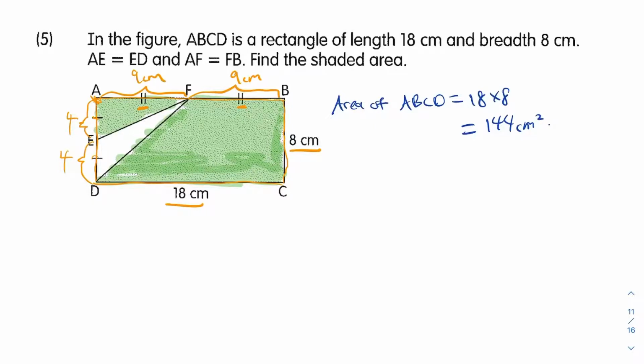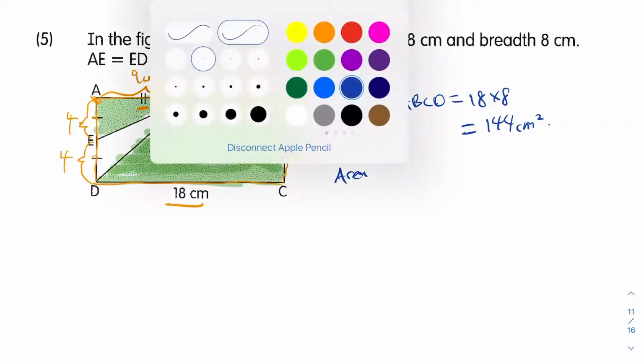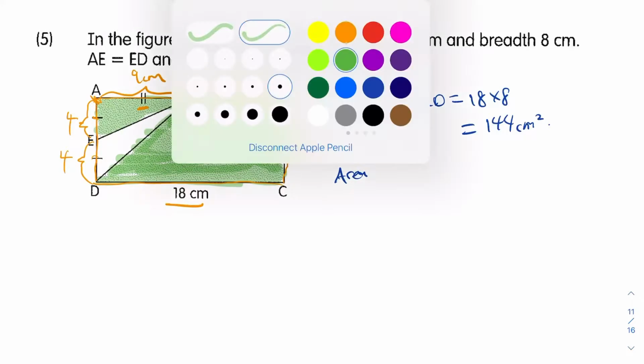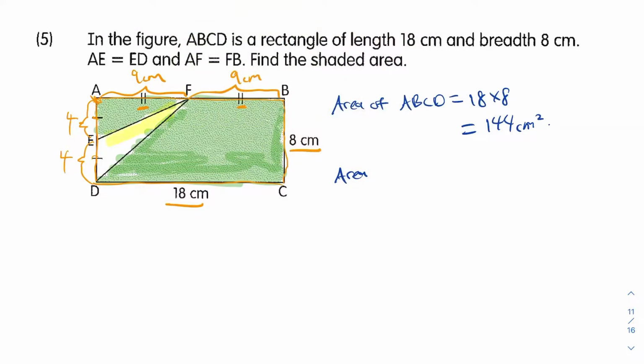Next, I'm going to find the area of this unshaded part, which I'm, ironically speaking, going to shade a little so you know what I'm referring to, the yellow part. So area of, I'm going to call this DEF, because I always like to start with the smallest letter. So it's half times base is 4, height is 9. So that will give you 18 square centimeters.